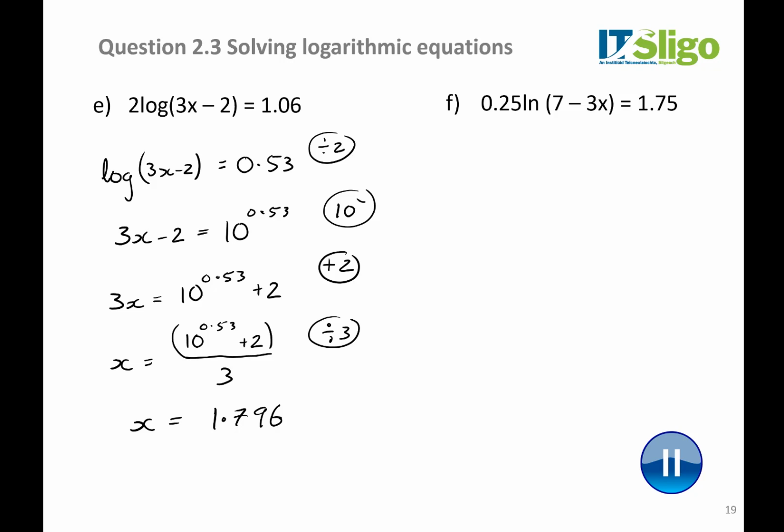Part F. Okay, first step, we're going to divide to get rid of that, then we're going to get rid of the natural log, then we're going to get rid of the 7, then we're going to get rid of the minus, and then we're going to get rid of the 3. So it's literally linear, we're working our way from left to right. I'll just remove them. So divide both sides by 0.25.